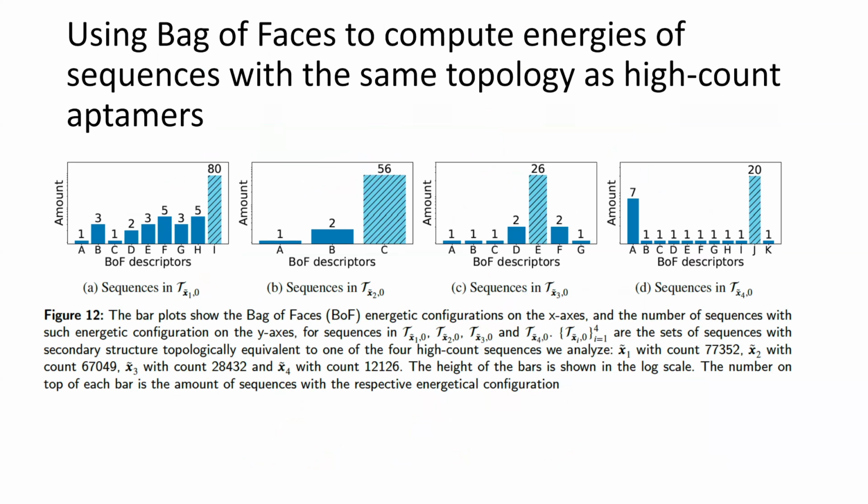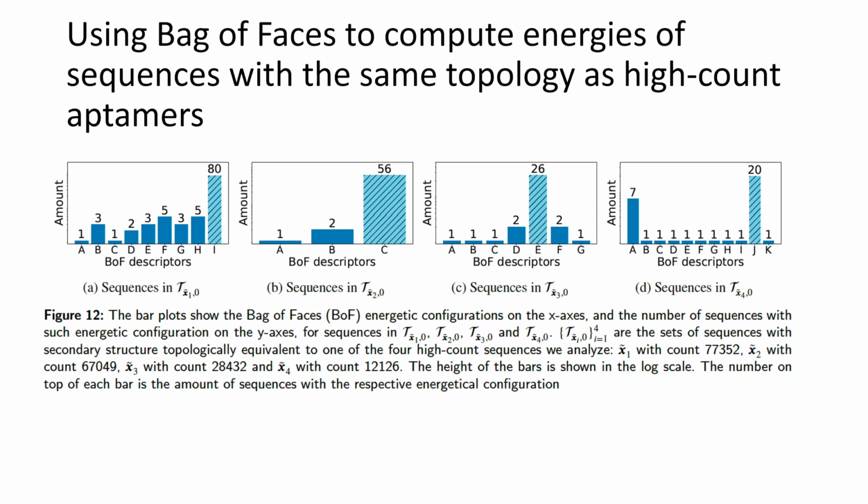The descriptions might look a bit vague, but what's going on here is that each of these figures is for one type of structure. These are the different types of possible energetic configurations, with the number of unique sequences in each energetic configuration listed above. The shaded regions are the regions that contain high count aptamers.